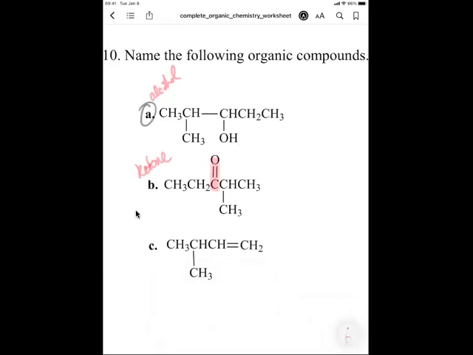For part C, there's nothing outstanding. It's all carbon and hydrogen. So you're only going to be looking at the double bond, which means it's an alkene.